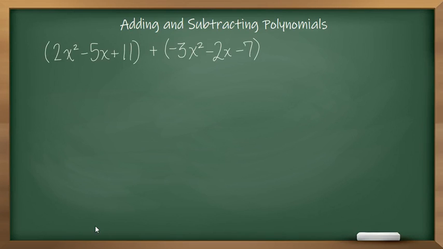This video is going to be about adding and subtracting polynomials. At first, here we've got an example which is 2x squared minus 5x plus 11 plus negative 3x squared, negative 2x, negative 7.